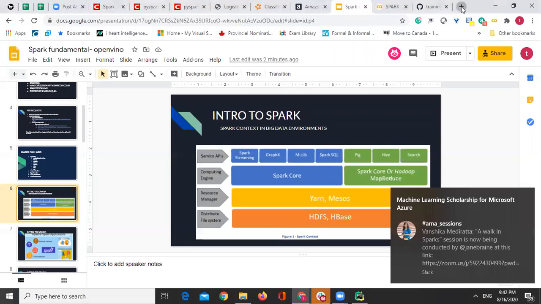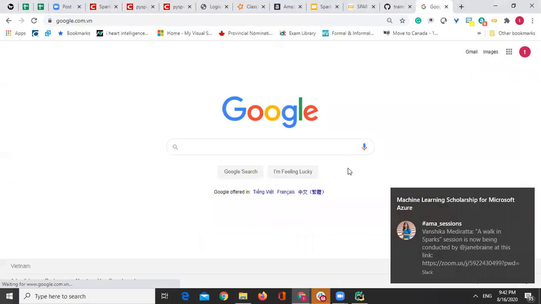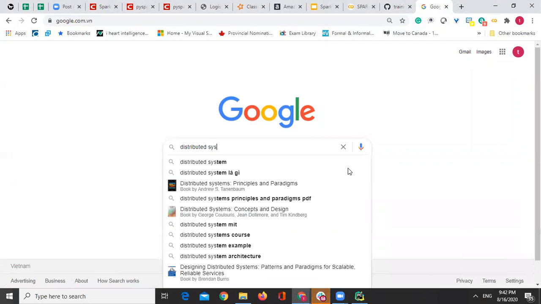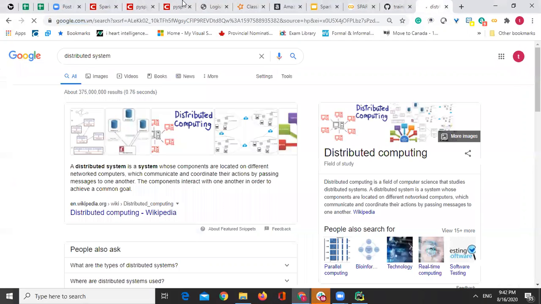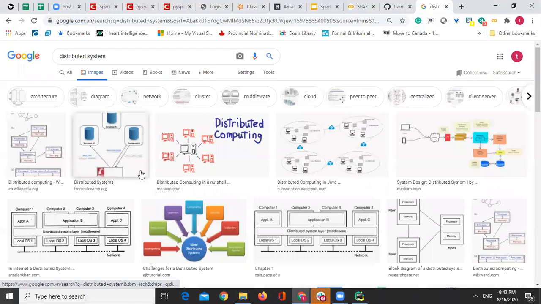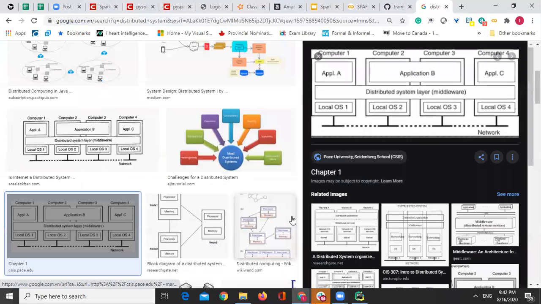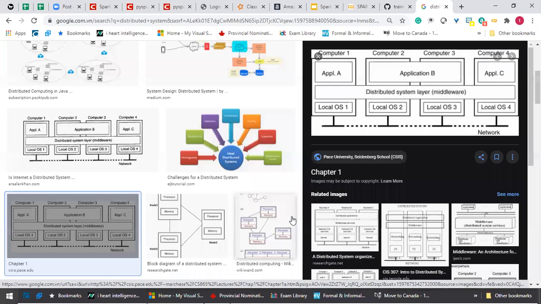So let me try to pull up the image of the distributed system so that you can see. A distributed system is basically a cluster of computers, and you take advantage of the power of clustering, where you calculate, back up, and store, and use the strength of a cluster to solve your machine learning model, or to query data, back up, and analyze.